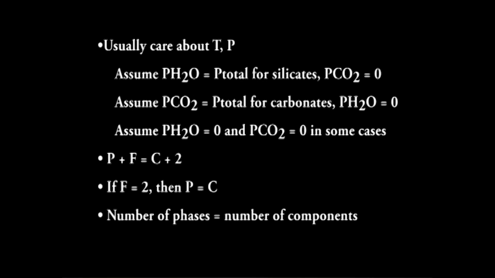Usually we care about pressure and temperature. Assume PH2O equal to P total for silicates, PCO2 equal to 0. Assume PCO2 equal to P total for carbonates, PH2O equal to 0. Assume PH2O equal to 0 and PCO2 equal to 0 in some cases. Therefore, P plus F equals C plus 2. If degrees of freedom equals 2, then P equals C. Phases equal components: the number of phases equals the number of components.